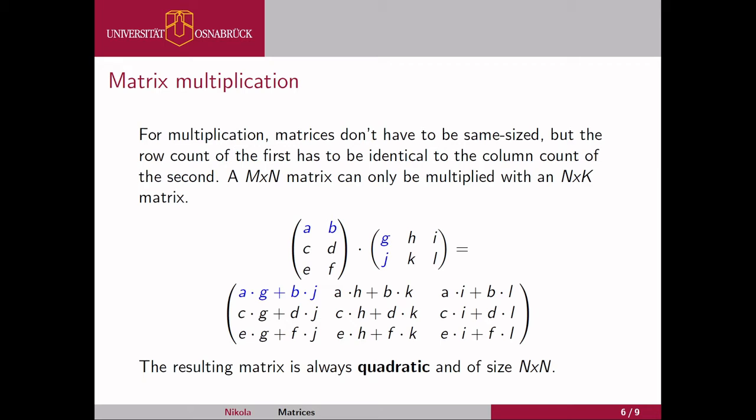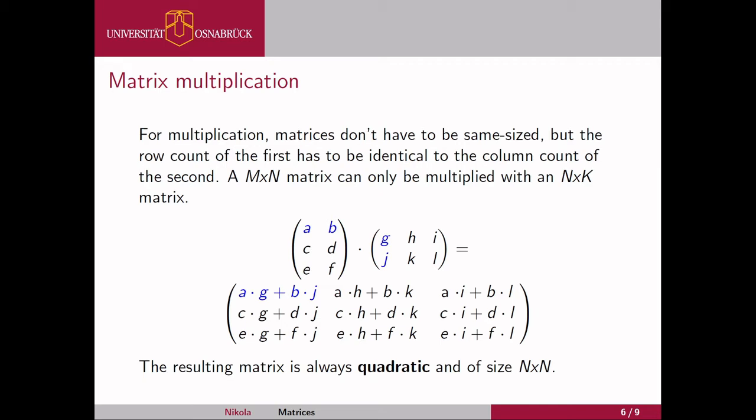We have 2 columns and 3 rows. And on the second one, we have 3 columns and 2 rows. So we have an M by N matrix and an N by K matrix. And the rule is that you need to have an M by N and an N by K matrix. And what happens is basically the n's cancel out. They're the necessary criterion to be able to multiply. And if you do multiply, the n's cancel out, and your result matrix is an M by K matrix.